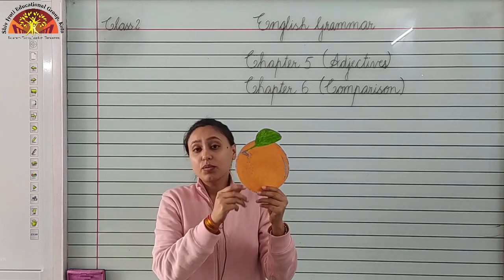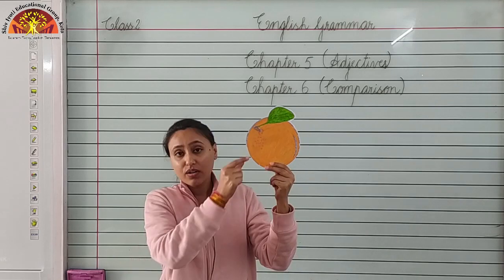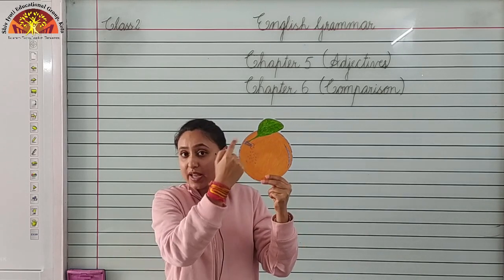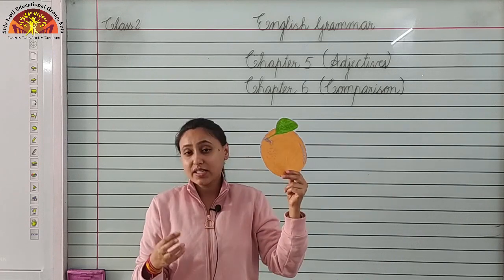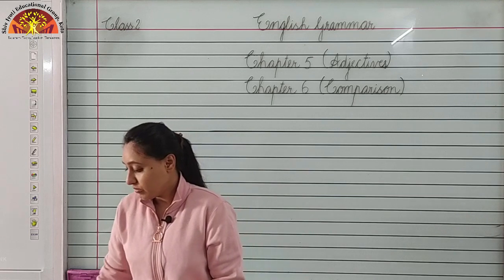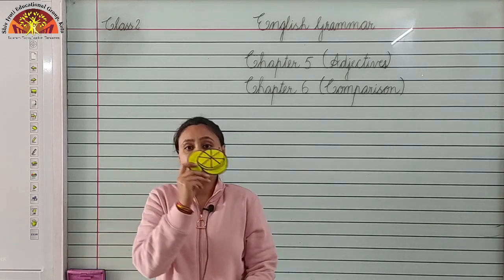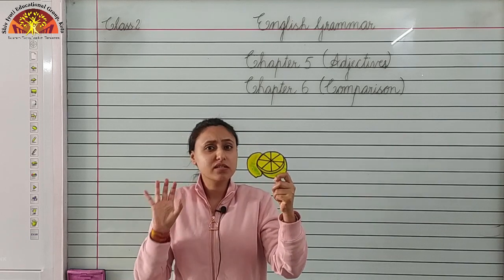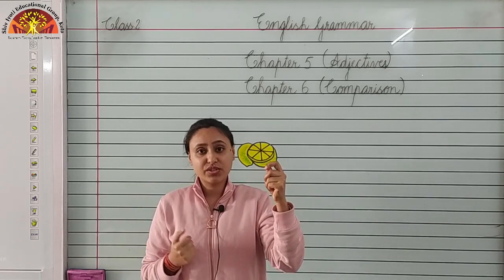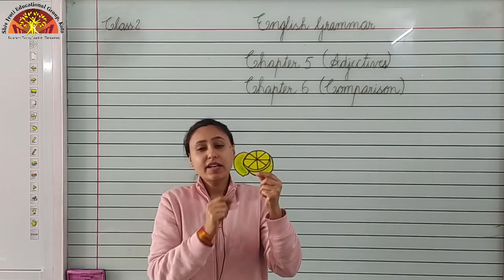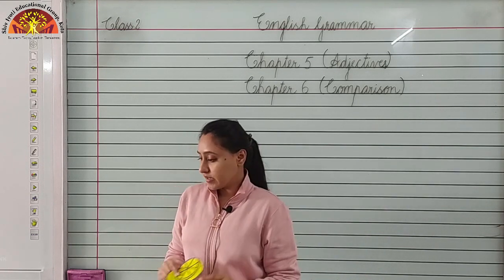So children, what are the adjectives for orange? Color is orange. How does it look? It is round in shape, it can be sweet or it can be sour, okay? Now look here. This is a lemon, this is yellow in color, round in shape and it is sour, okay? So what are the adjectives for lemon? Round, yellow in color and it is sour in taste, okay?